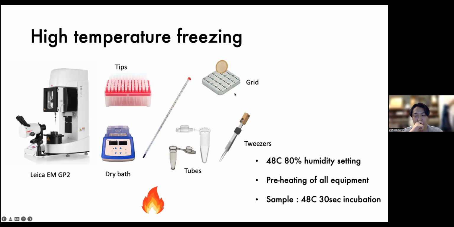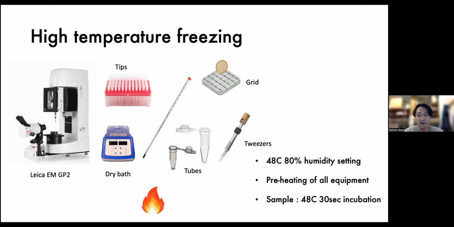Basically, our vitrification machine setting is 48 degrees and 80% humidity. It might be possible that there is some heat loss during the plunge freezing, so we set the temperature a little bit higher than the threshold, 48 degrees. The threshold is around 42 degrees. In the case of the sample, we incubate the protein at 48 degrees for 30 seconds in the dry bath.